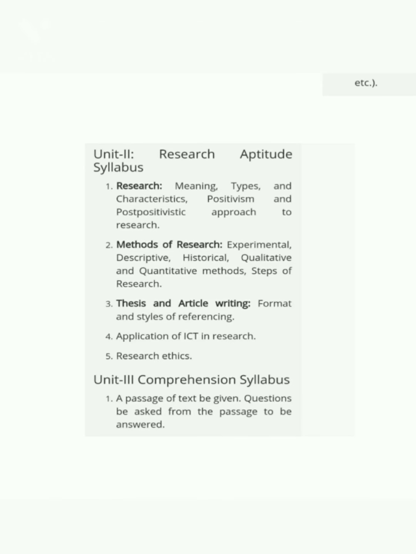Now coming to unit 2, it is about research aptitude. We will know the meaning of research, what are the characteristics of research, what is actually research. And if we speak about unit 2, methods of research is very important here. These methods like experimental, descriptive, historical, qualitative, quantitative. From these research methods definitely you are going to get a question. Then we have thesis and article writing.